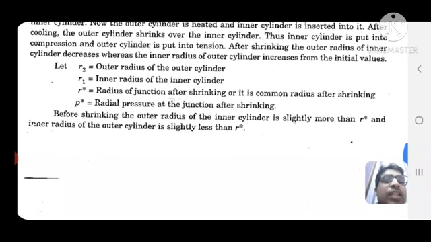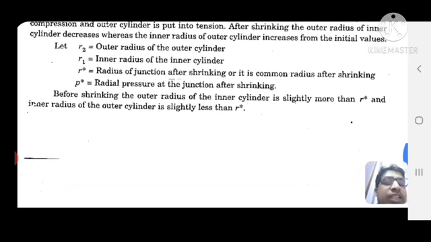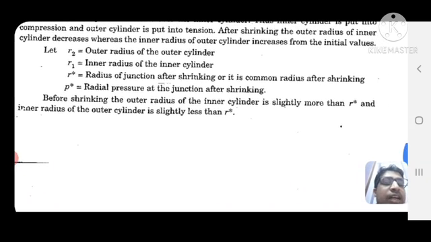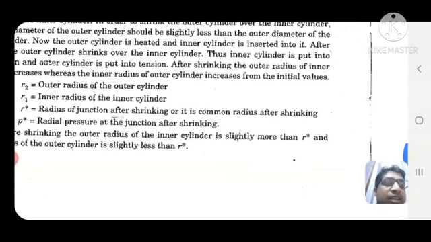Let R2 be the outer radius of the outer cylinder, R1 be the inner radius of the inner cylinder. R star is the radius at the junction after shrinking, or the common radius after shrinking. P star is the radial pressure at the junction after shrinking. Before shrinking, the outer radius of the inner cylinder is slightly more than R star and the inner radius of the outer cylinder is slightly less than R star.